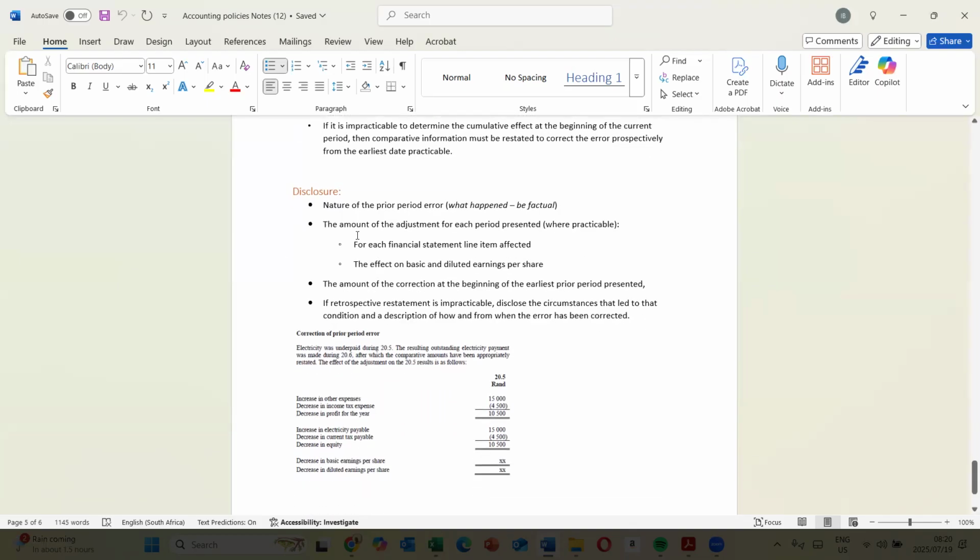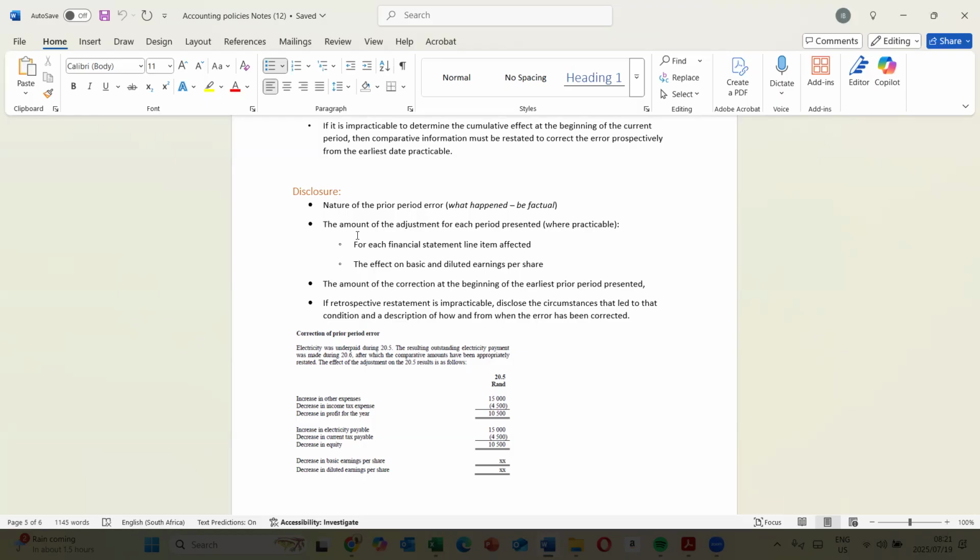And then the disclosure. In regards to the error, we are required to disclose the nature of the prior period errors, that is what happened. You're just summarizing the events that gave rise to the error there. If the bookkeeper incorrectly debited liabilities instead of crediting them, in that case, that's an error. You just write that down.